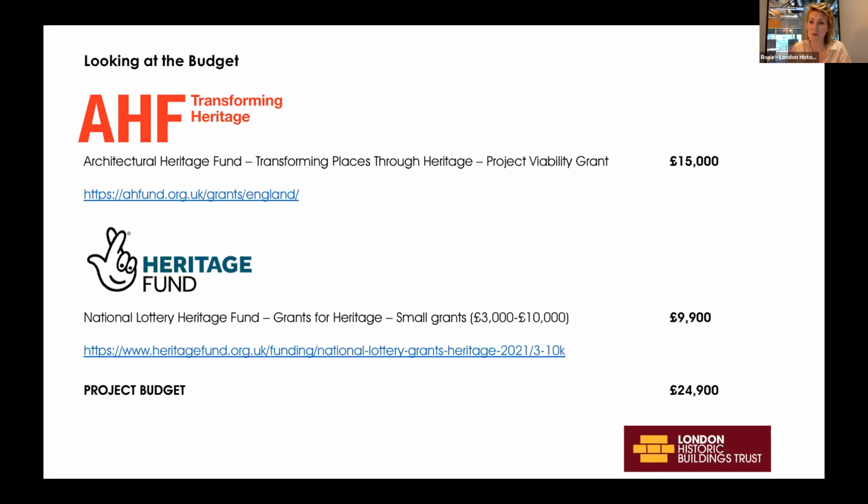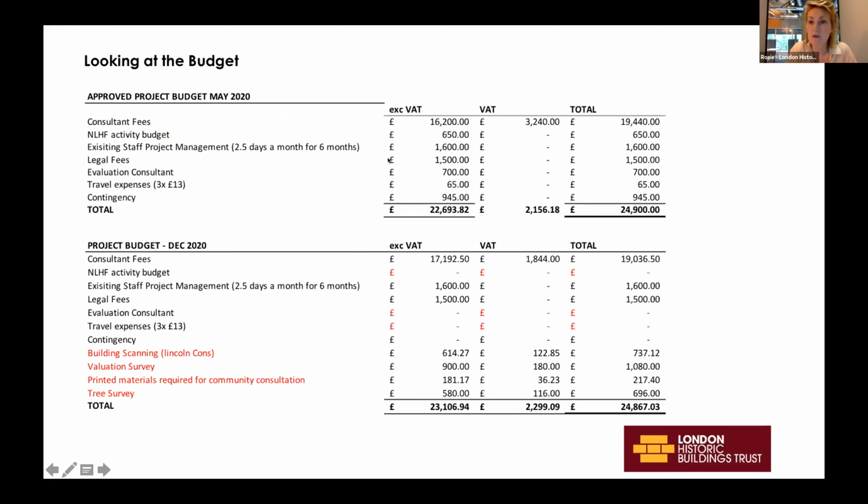So we do as much as we can with, I suppose, as few funders as possible at this stage. So our total budget was 24,900. And whatever way you look at this, for these kind of projects, you can just never raise enough money to do everything that ideally you would need to. So this is, again, where flexibility is really important.